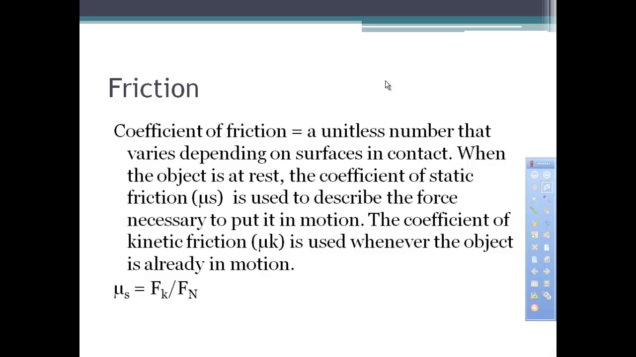So static friction is used to describe the force necessary to put something in motion, and the kinetic friction is used whenever the object is already in motion. But it's just a ratio, as you can see down here, between the frictional force and the normal force. So it's between the surfaces that are in contact with one another.